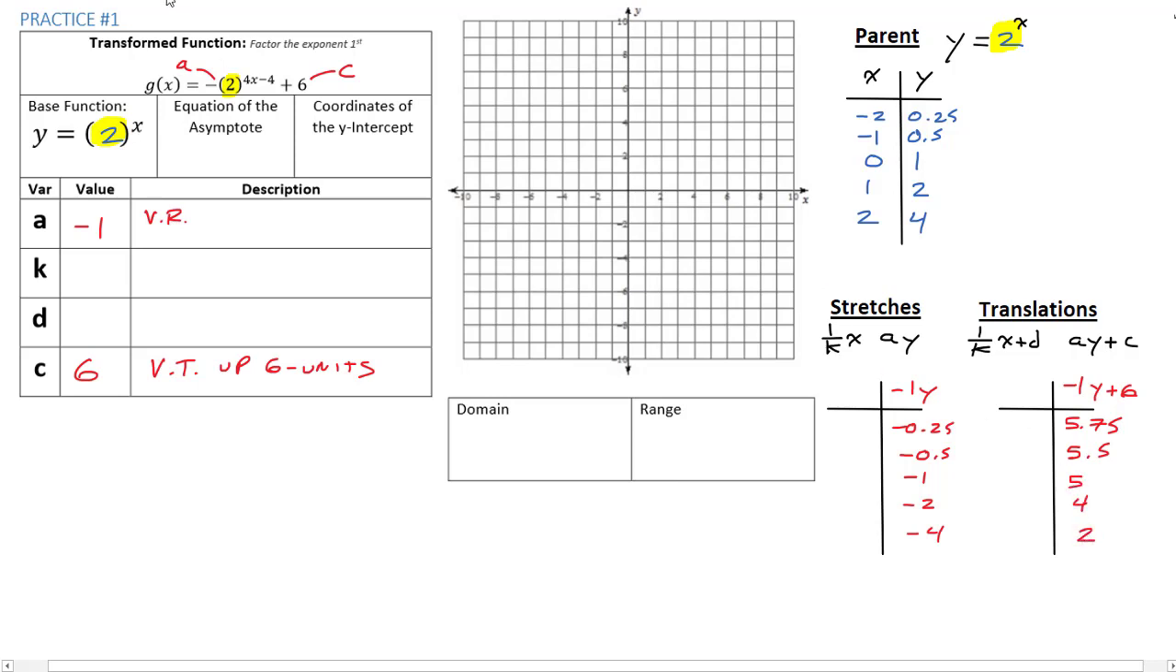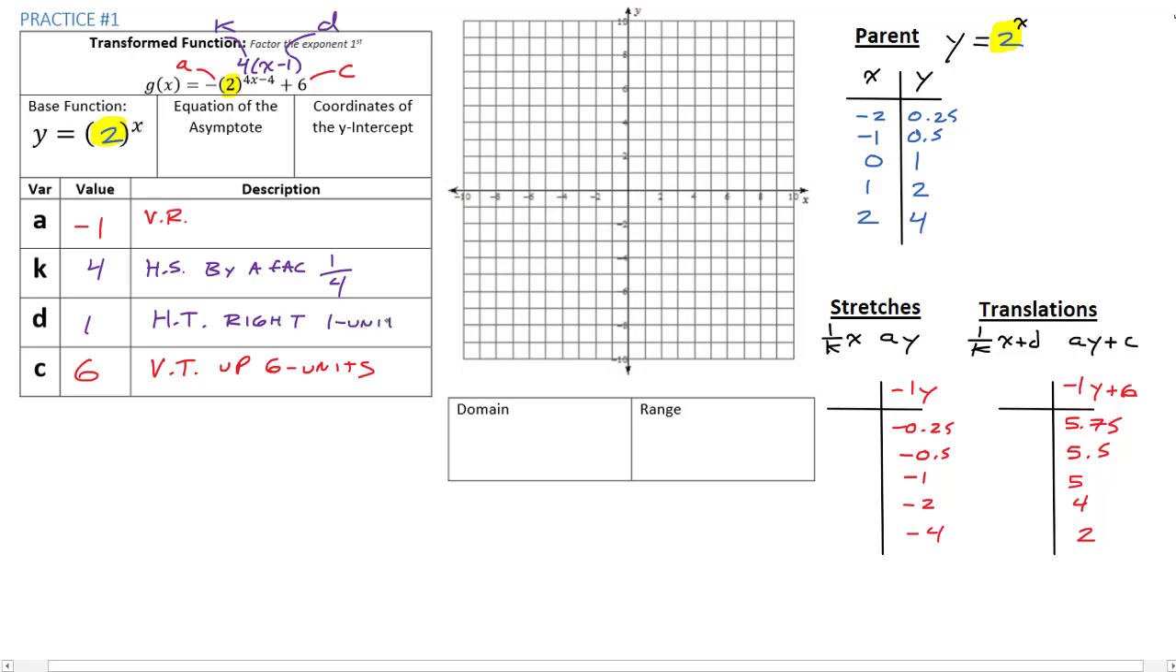All right, now the x's, got to make sure that we factor this here. It's 4 times x minus 1, right? Got to make sure it's factored. So k is 4, d is 1. Now the k, that means it's not 1, so we're going to have a horizontal stretch by a factor of, remember, 1 over k, 1/4. So we're going to multiply all the x coordinates by 1/4, and we're going to have a horizontal translation. Since it's positive, move everything to the right 1 unit.